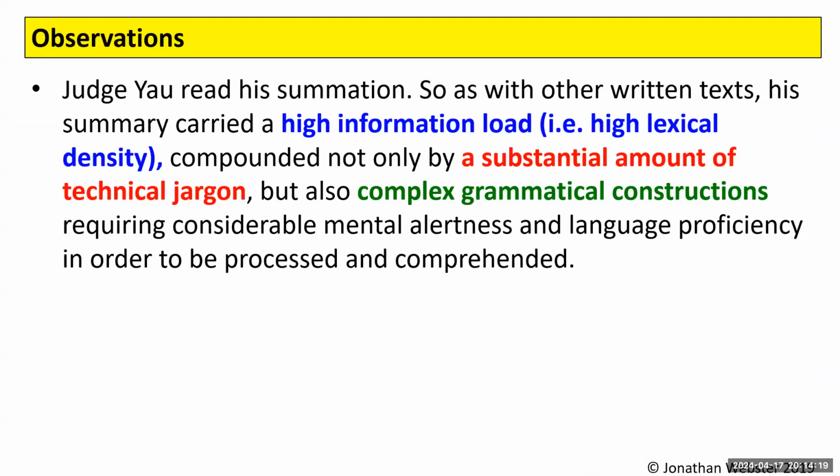What was it that we noted? High information load, lexical density, grammatical complexity. And because the judge was reading something that he had written out before, he spoke faster. These are all characteristics that show the difference between written and spoken.